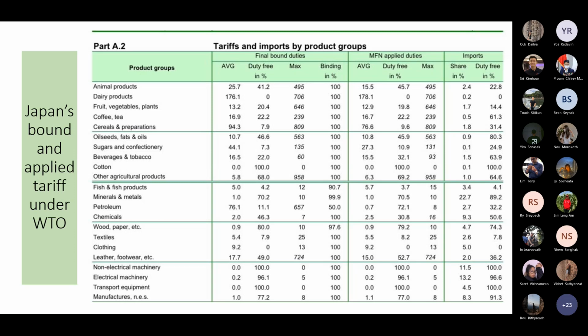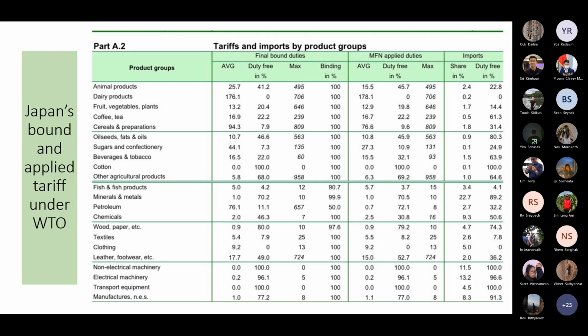Yeah, of course. So again, the final bound duty of Japan is 25.7. But when Japan applies, in reality, it applies only 15.5%. But Japan also has the freedom to apply 16, 17, 18, 19, 21 to 25.7%. But can Japan apply 26%, let's say? No, sir. No, because it is exceeding the final bound duty that Japan has already committed on its animal product in WTO.